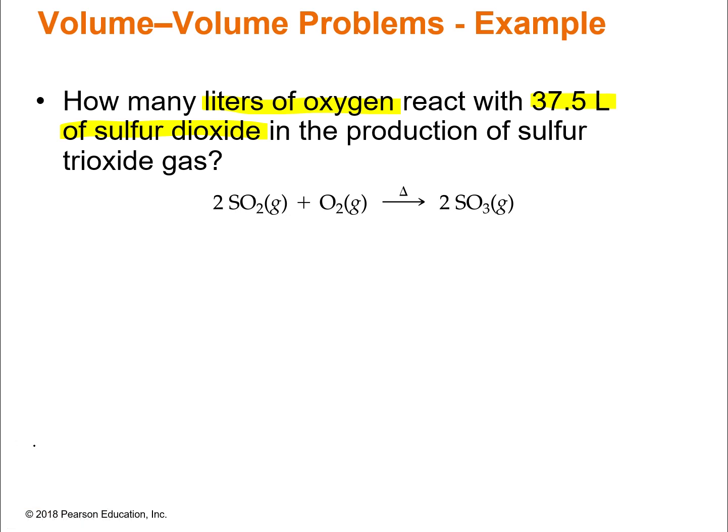As always, restate the question. That helps you identify the problem type. The given information is 37.5 liters of sulfur dioxide gas. And this is again where that chapter 6 knowledge comes in, because you need to know the difference between sulfur dioxide and sulfur trioxide. We're trying to figure out how many liters of oxygen gas we make, or how many we need, excuse me.